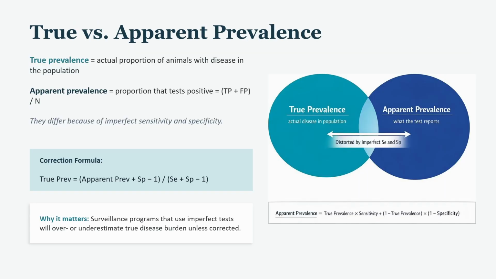There's one more concept closely related to predictive values that we need to cover: the distinction between true prevalence and apparent prevalence. True prevalence is what we really want to know, the actual proportion of animals in a population that have the disease. Apparent prevalence is what we actually measure, the proportion that tests positive. These two numbers are almost never identical because almost no test has perfect sensitivity and specificity.